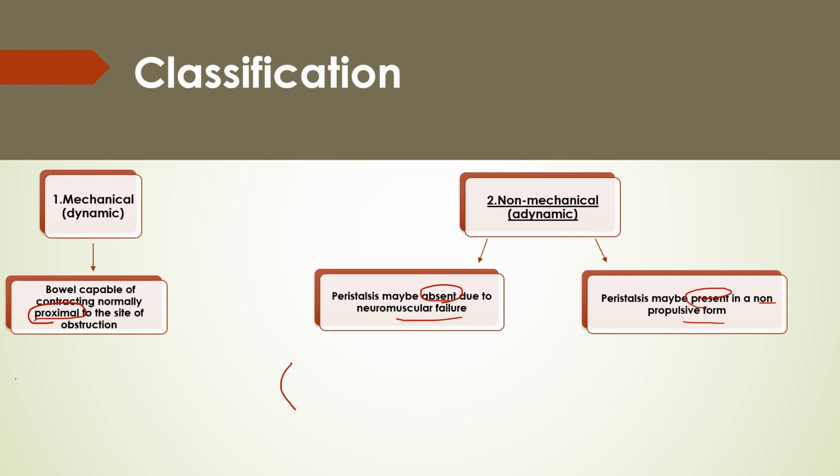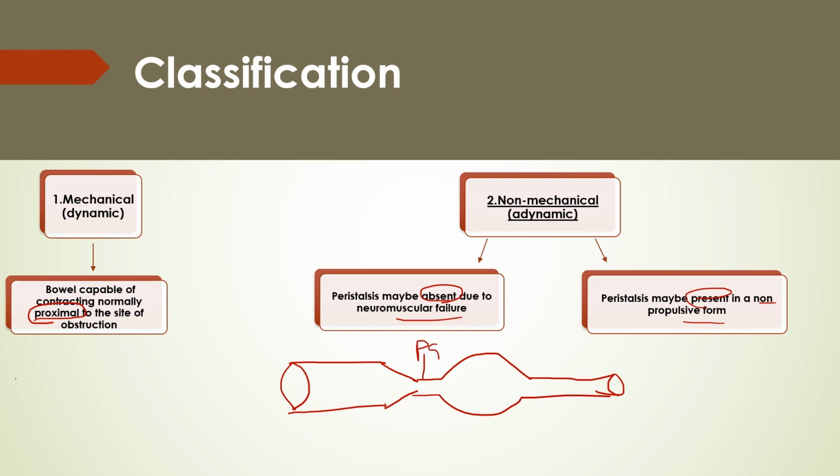Let's see how the food moves through the intestine in a normal propulsive manner. Please excuse my drawing skills. Okay, so let's assume that this is a segment of the gut. I'm marking this as PS, the propulsive segment, RS, the receiving segment, and here inside this is the food bolus.